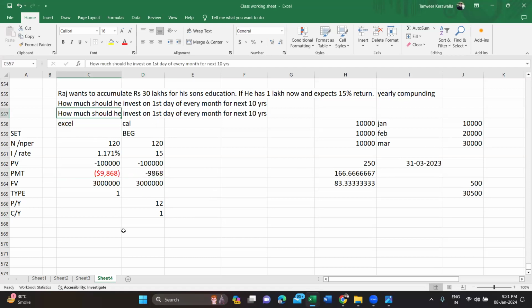Now if I change the last line, of every next month, it's the exact same question, but I've changed it from how much should you invest on the first day of every month, to the first day of every next month. So what does it become now?